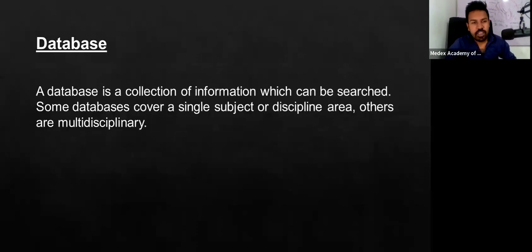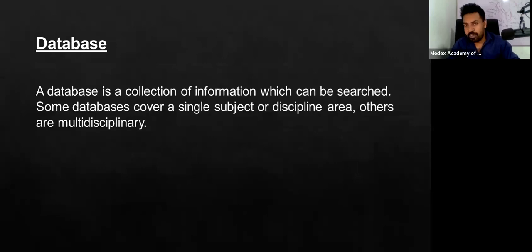Right, a database. A database is a collection of information. A database is a collection of information which can be searched. You all know, a database contains a number of research articles. So a database is a collection of articles which can be searched. Some databases cover a single subject area or single discipline.